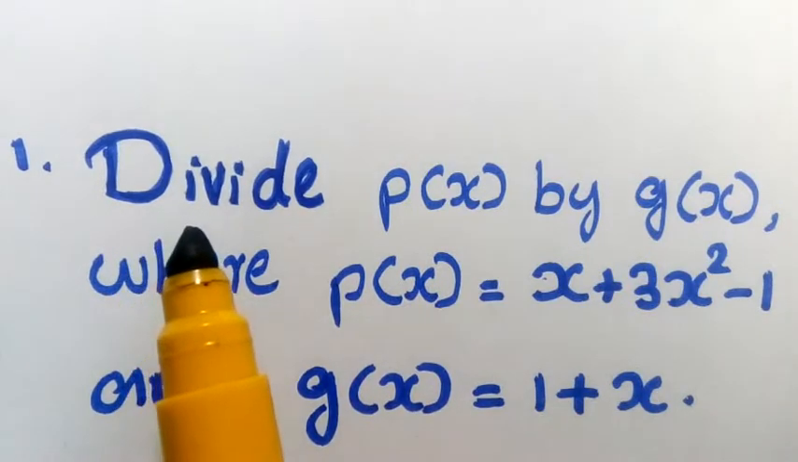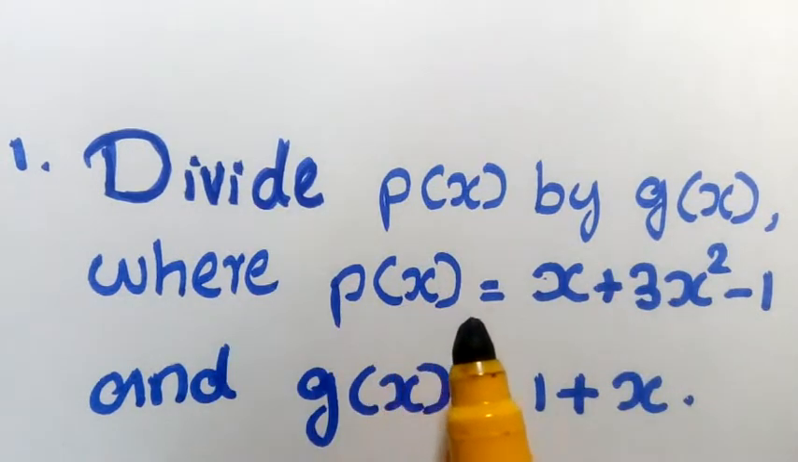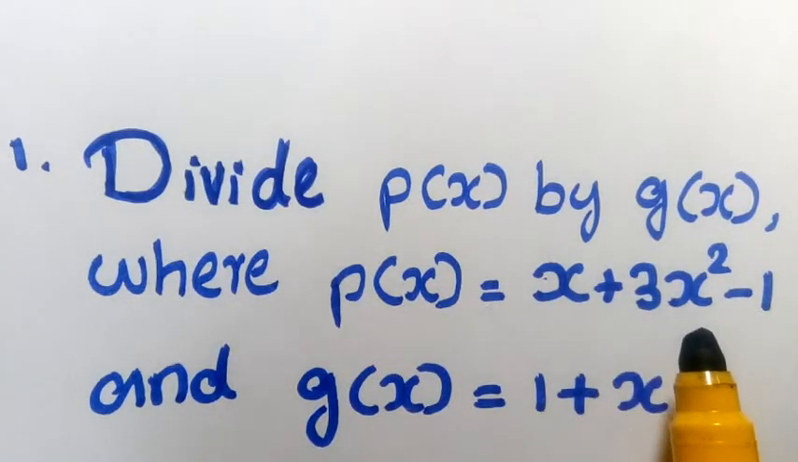First question, divide p of x by g of x, where p of x is equal to x plus 3x square minus 1 and g of x is equal to 1 plus x. Here p of x is the dividend and g of x is the divisor.